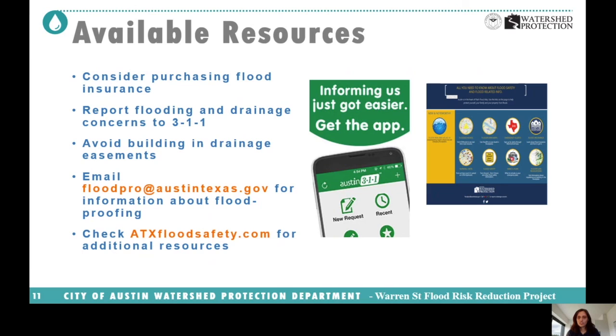Avoid building in drainage easements or floodplains. If you have any more questions about flood proofing, please email us at floodpro@austintexas.gov, or you can also check atxfloodsafety.com for additional resources.